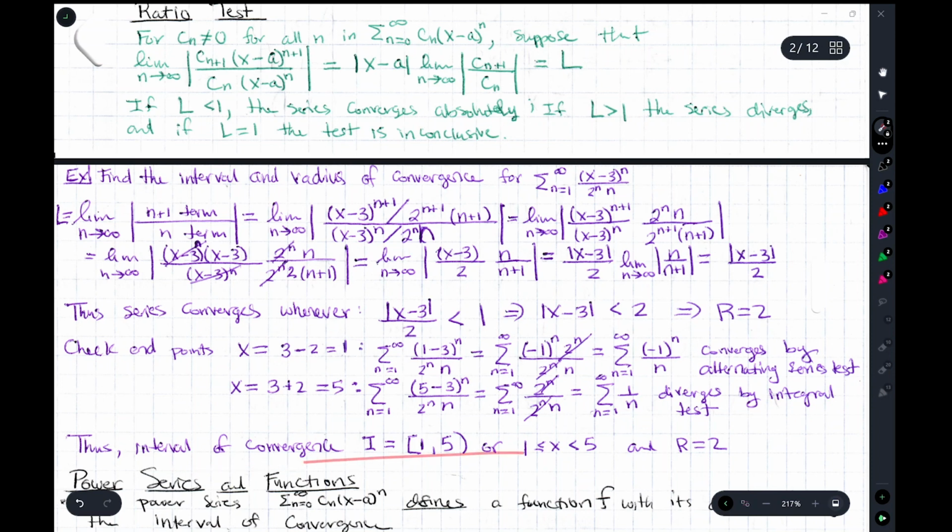So the interval of convergence then is going to be this. We include the 1 endpoint. We don't include the 5 endpoint. And the radius of convergence is 2.